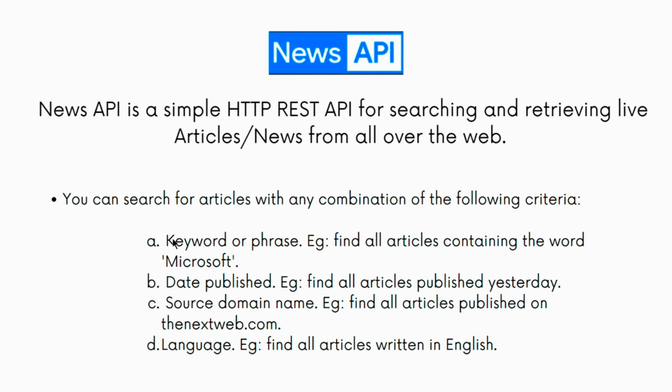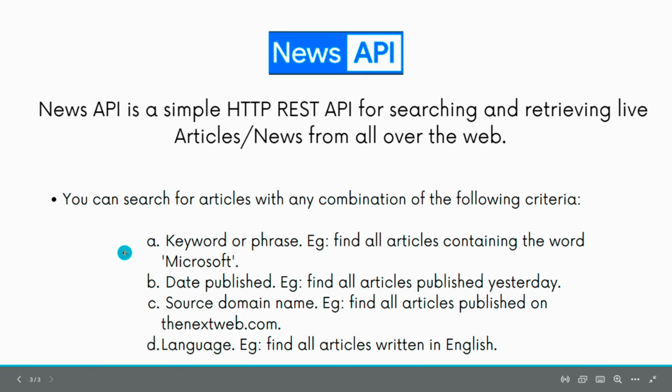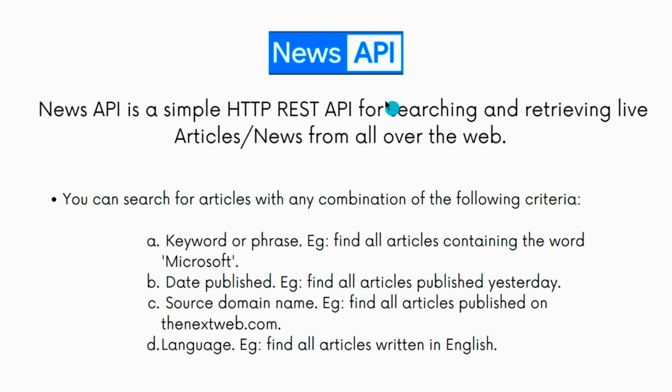Now talking about the News API. News API is a simple HTTP REST API for searching and retrieving live articles or news from all over the web. You can search articles on the basis of different keywords. For example, if you want to know what events are currently occurring at Microsoft, you can use the keyword Microsoft. You can search via this keyword on the News API, and you can get all the news related to Microsoft on that particular day.